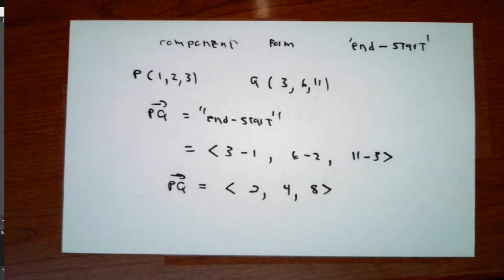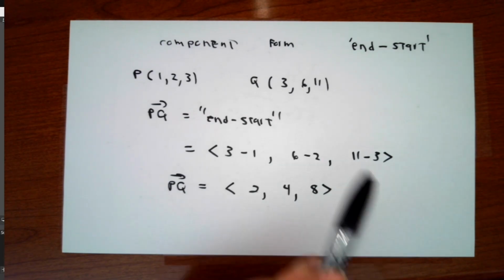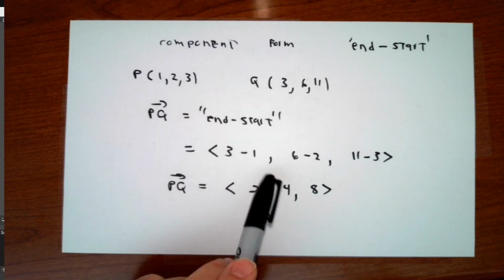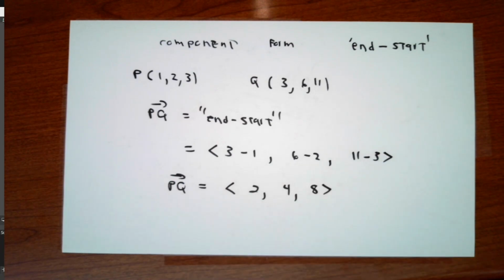To be a little bit more concrete about it, suppose the point P has coordinates 1, 2, and 3, while point Q has coordinates 3, 6, and 11. Following my end minus start recipe, I'll take the coordinates of the end point Q, 3, 6, and 11. I'll subtract away the coordinates of the initial point, 1, 2, and 3, and I'll find out that the component form of the vector from P to Q is 2, 4, 8.